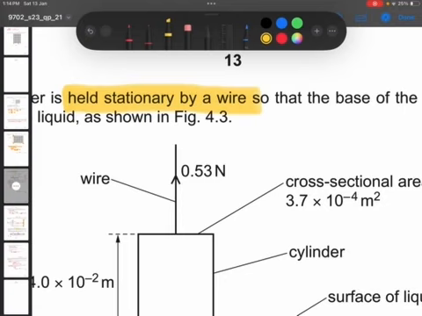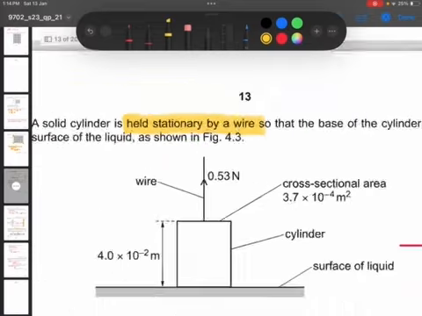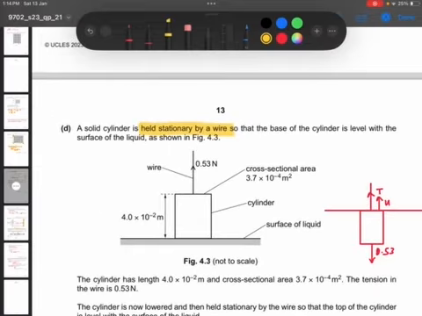When something is said to be held stationary, it's also not rotating, meaning that the resultant moment is also equal to 0. So this object is in equilibrium. That's what they're implying, so that the base of the cylinder is level with the surface of the liquid. Now, if the base of the cylinder is level with the surface of the liquid, then the cylinder is not inside the liquid. According to the forces shown here, there is the force due to the tension. The cylinder's length is 4.0 times 10 to the power minus 2, and the cross-sectional area is 3.7 times 10 to the power minus 4 square meters.